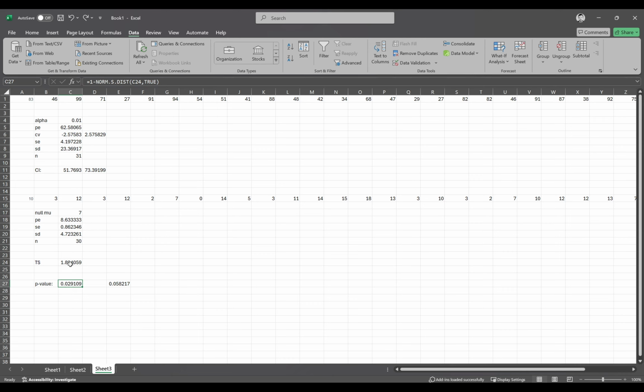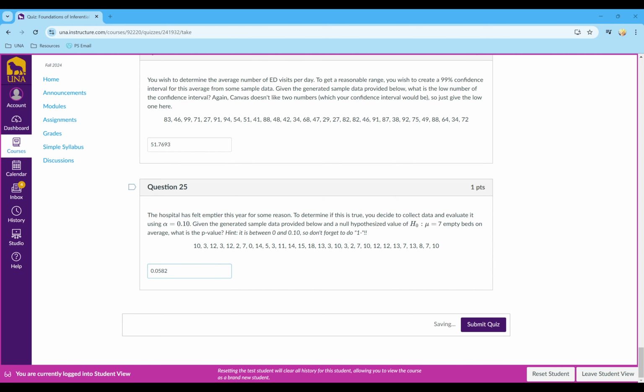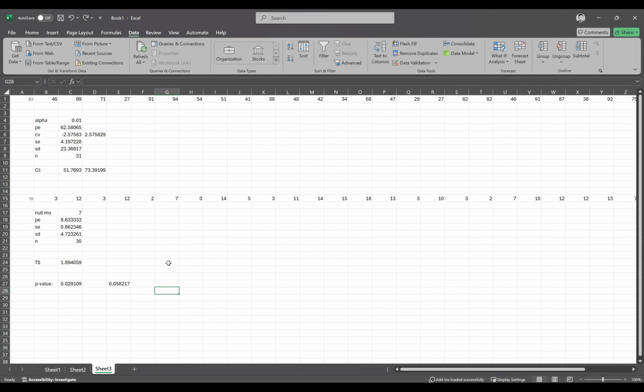So the trick with this one, we had to calculate the test statistic, use this in NORM.S.DIST on the test statistic to get the starting place p-value. Because this is positive, I had to do 1 minus to get the smaller number, and then I had to multiply it by 2. So this is the culmination of all that work. This is the hardest problem, I think, in the course, quite frankly.